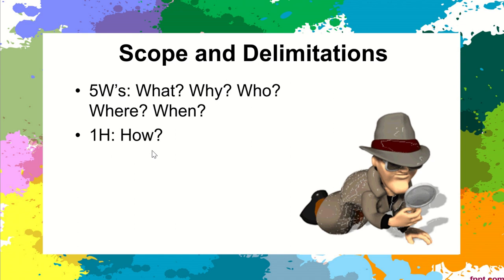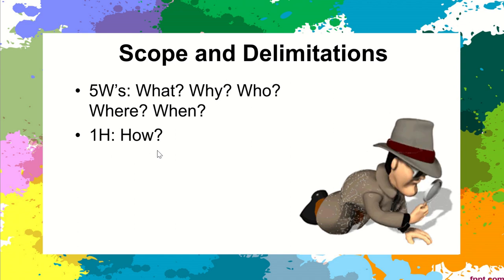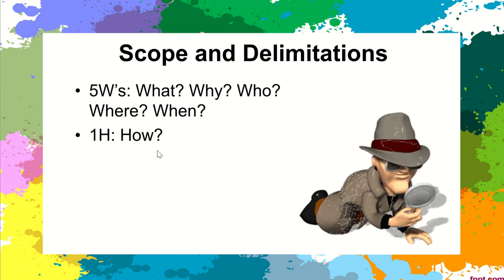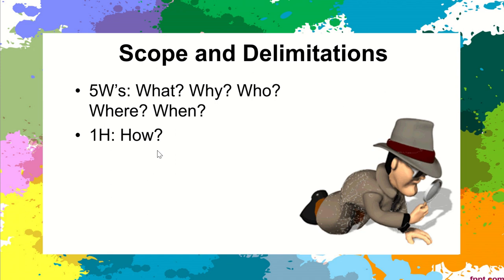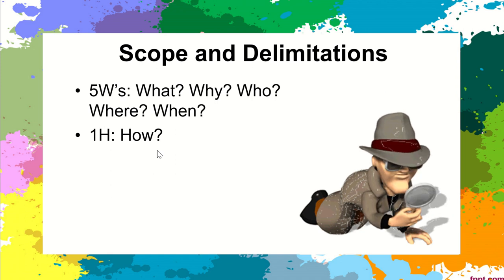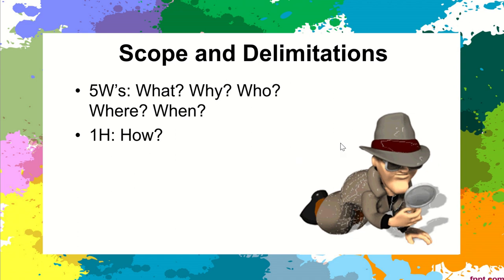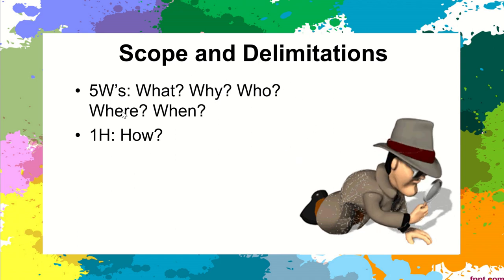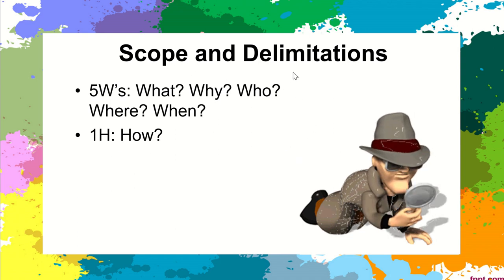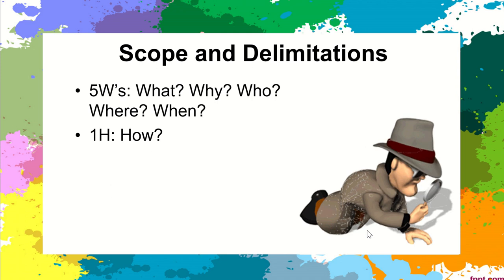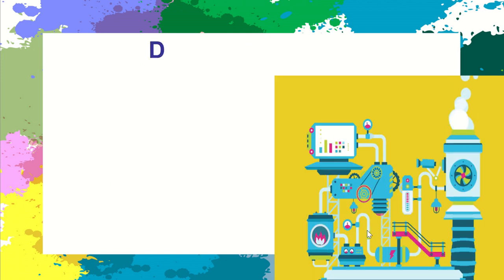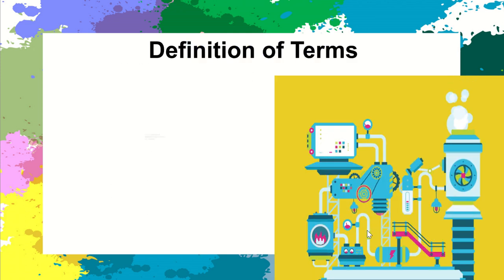And then 1H, how are you planning to conduct the study, meaning your data gathering procedure. Okay, so you may include also here the instruments of your study. So you provide the information for the 5 W's and 1 H in writing your scope and the limitations. And then we have the definition of terms.